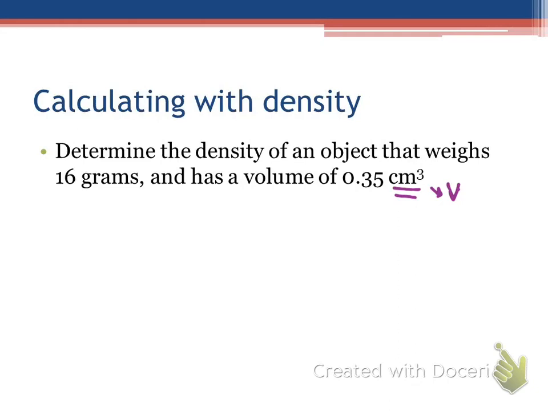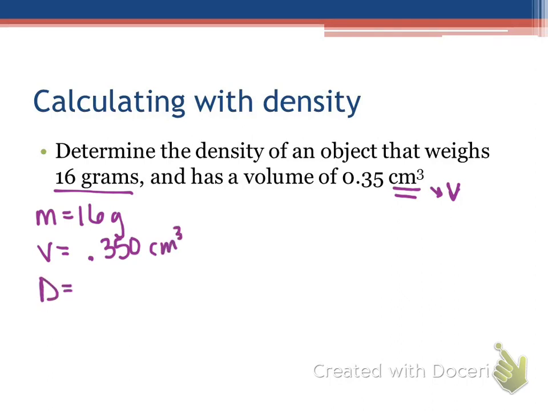So I know 16 grams is going to be my mass. My mass equals 16 grams. My volume equals 0.350 centimeters cubed. And I'm trying to solve for density. As we start working these problems, I'm going to make a list like this of my variables. How did I know that 16 grams was my mass variable? It says weighs, and the unit grams needs to be an indicator that it's talking about mass. Centimeters cubed should be an indicator that we're talking about volume.